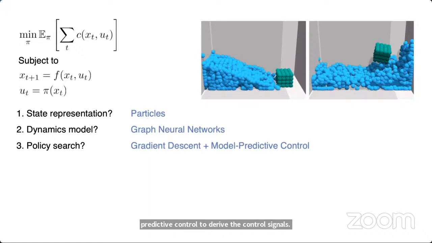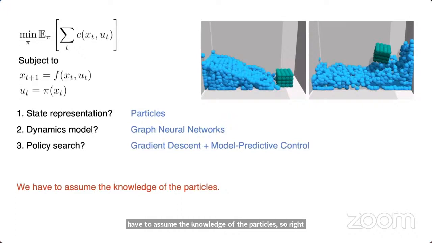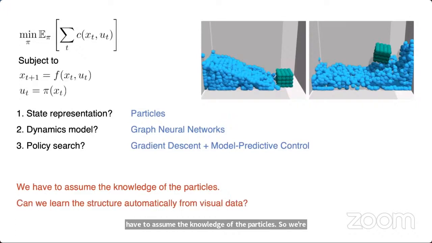The results are nice, but still, there are always limitations. One limitation of this work is that we have to assume knowledge of the particles. So we are asking the question: can we learn the structure automatically from visual data? This is definitely not a simple task. Let us start from some basic examples.